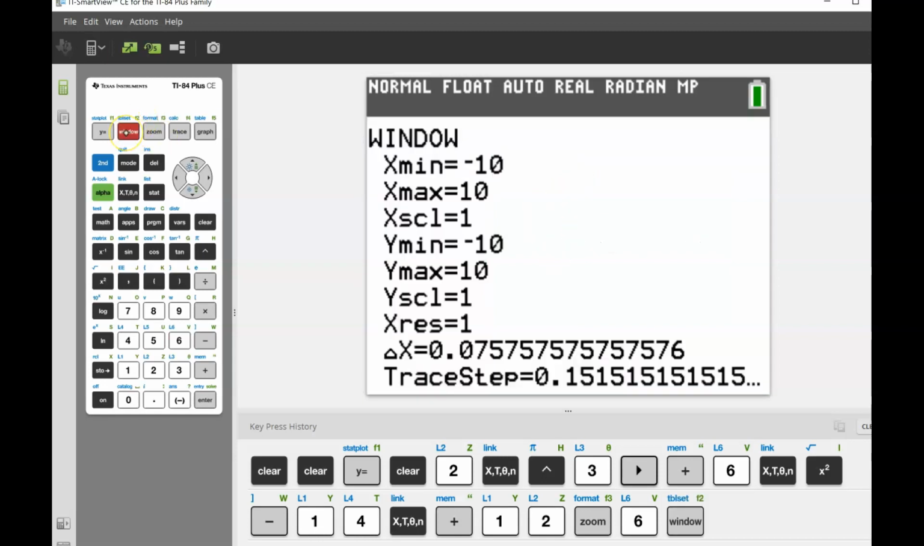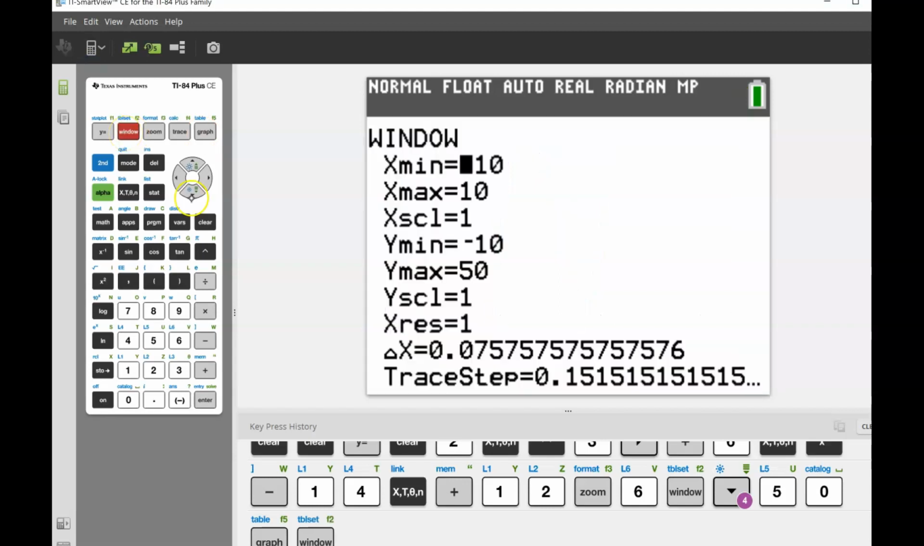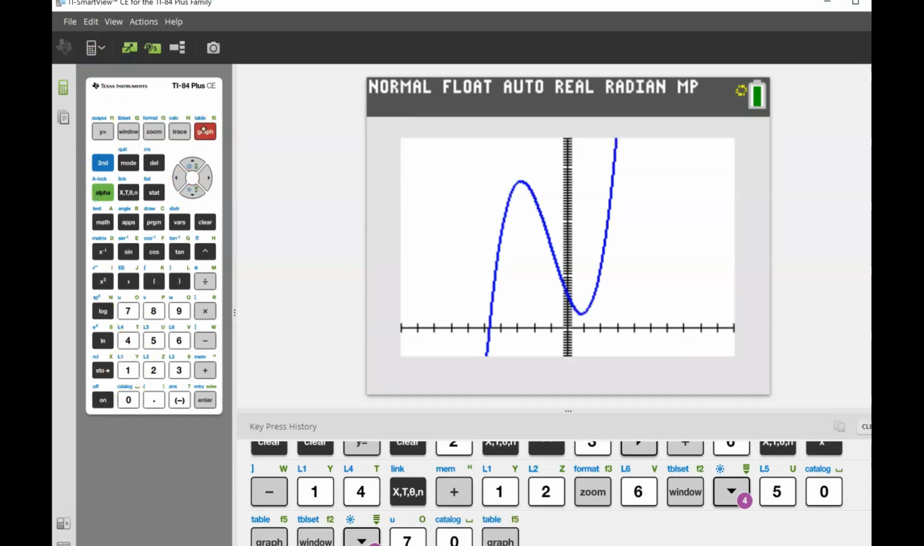So I'm going to click window. I'm going to scroll down to the y maximum because everything else kind of seems appropriate for the function, and I'm going to change it to like 50. This is better, but I still need to see higher. So I'm going to go back to my window, and I'm going to maybe change that to like 70. Give that a try. All right, this works.